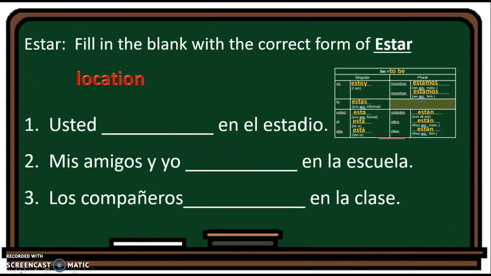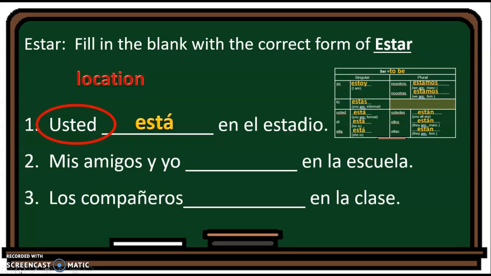So let's look at some examples of this and see if you can figure out which form of the verb you're going to use. The process is the same. You just look at the chart and look at the subject and decide which form of the verb you should use. So for number 1, usted, you're going to use the verb form está en el estadio. You're going to notice that all of these examples are examples where you're talking about location of something. So location, where is the person?